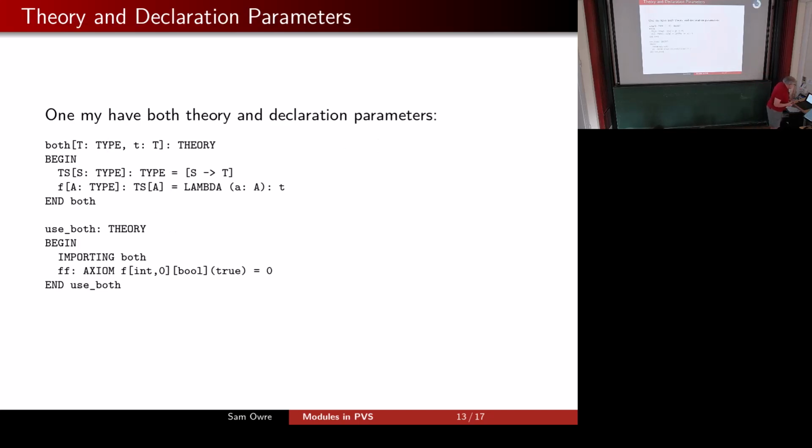You can have both theory and declaration parameters. There's no problem with that. And then you'll end up having the theory level and the declaration level. It is possible that you have an ambiguity, and the type checker, largely speaking, figures that out. If you only have one, but there's two possibilities there, it will try to figure it out, and if it can't, it'll give you an ambiguity error.